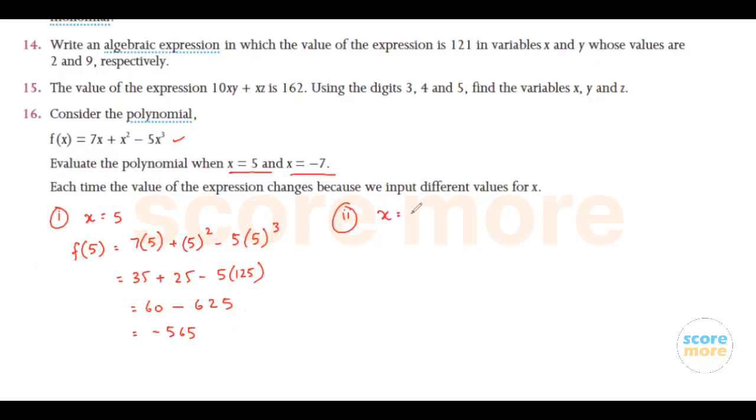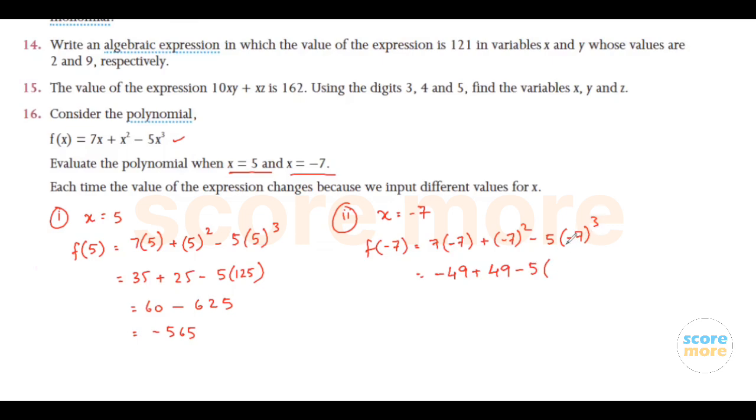Now moving on to the second part. In the second part, we take the value of x as minus 7. So in place of x, replace the value of x as minus 7. Afterwards, in the expression: 7 multiplied by minus 7 plus minus 7 square minus 5 into minus 7 whole cube. Now 7 into minus 7 comes out to be minus 49. Minus 7 square: children, whenever we square a negative number, what does it become? Positive. So it will become plus 49. Minus 5 multiplied by minus 7 cube.